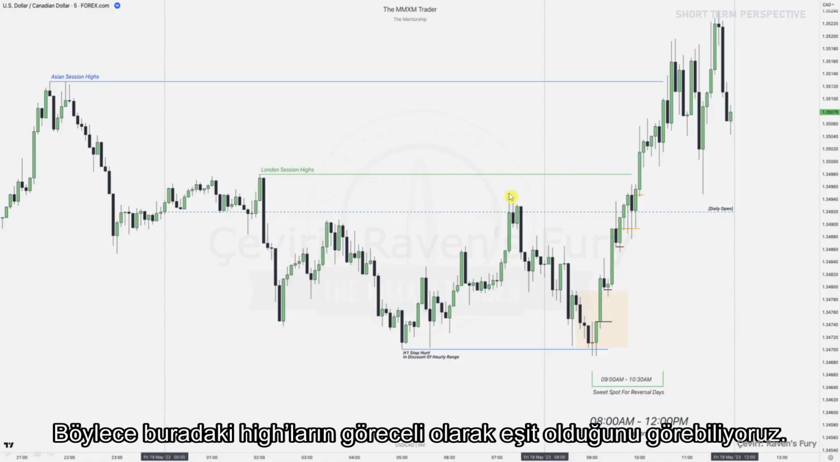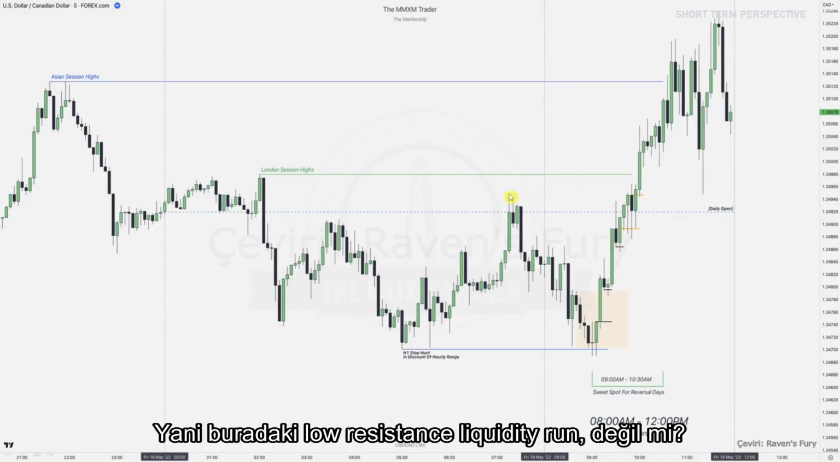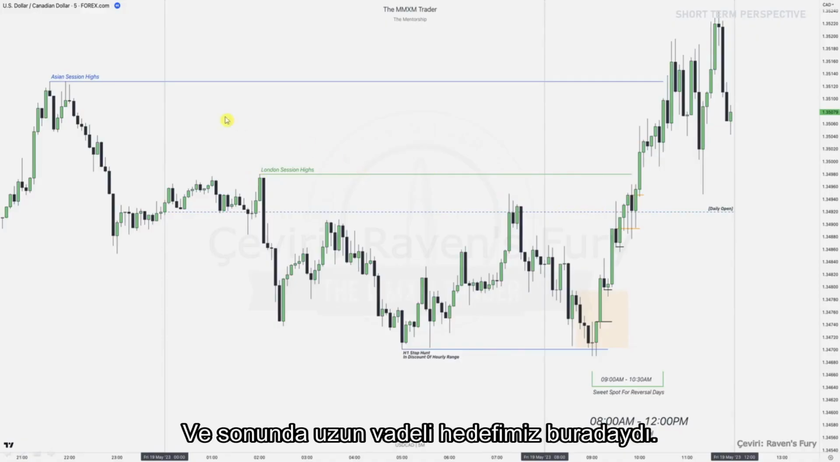So we can see these highs over here are relatively equal, right? It's a failure swing, so a low resistance liquidity run up here. With this bullish order block being formed, there was still an opportunity to get in because we did not take out this high, nor did we take out this high, right? And then eventually our longer target was up here.